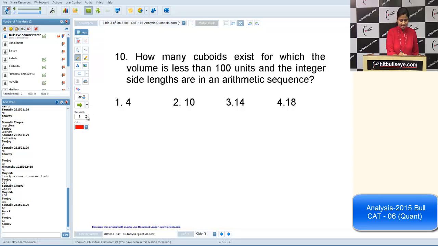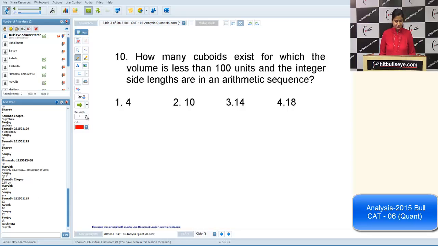Question number 10. Any problem? It was just a case of counting. Yes guys, any problem in this? Please write explain. I don't get yes or no. Please write explain, Saurabh, if you want me to explain this question.